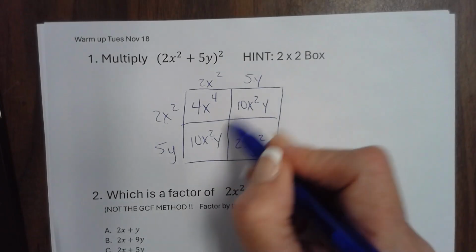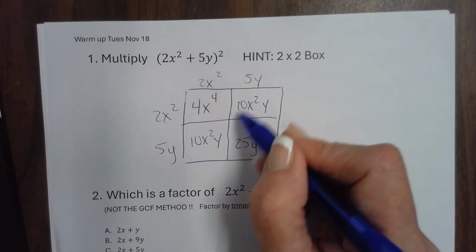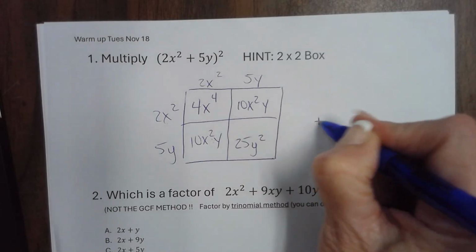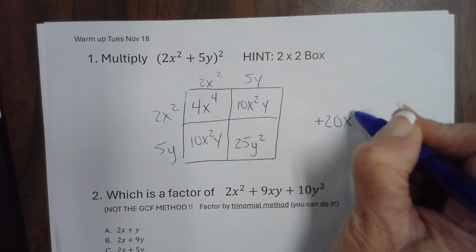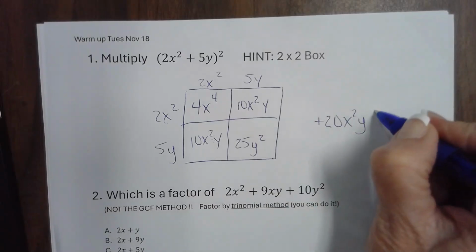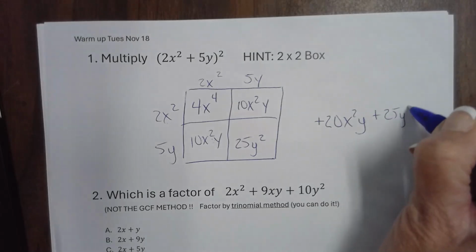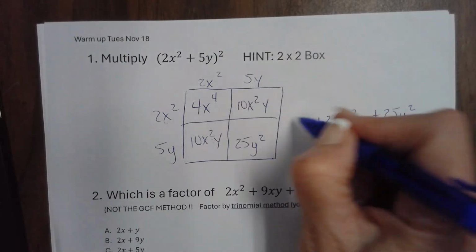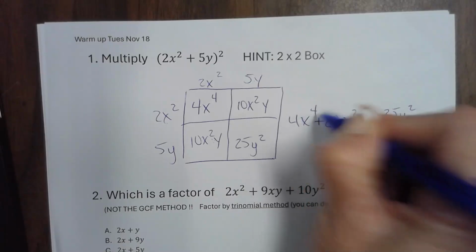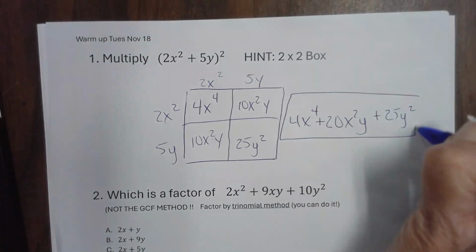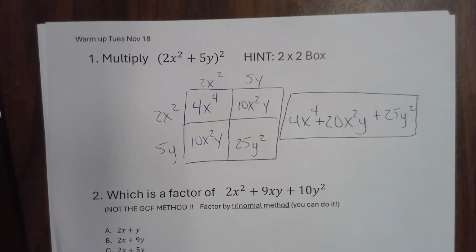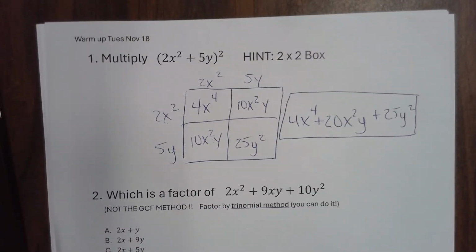I can combine these boxes because they both have x squared y. When I combine, I get a positive 20x squared y. Tack on the 25y squared. Tack on the 4x to the 4th. Question there?